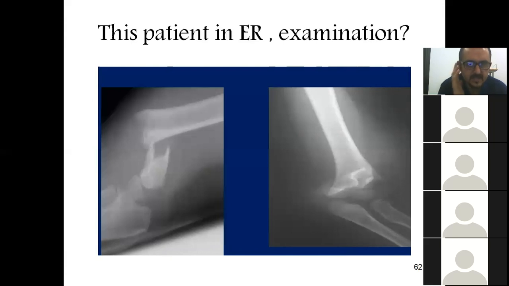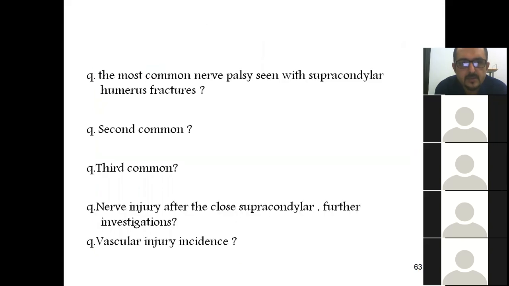Basically, in your exam settings, there is one question which comes: a patient had a fall on an outstretched hand, or a fall from a tree, and then there is an S-shaped deformity in the elbow. S-shaped deformity is basically supracondylar fracture, not elbow dislocation. So I asked, what is the most common nerve injury in supracondylar fracture? I think Satish already told AIN. What is the second most common nerve injury? Radial, sir. What is the third then? Ulnar.